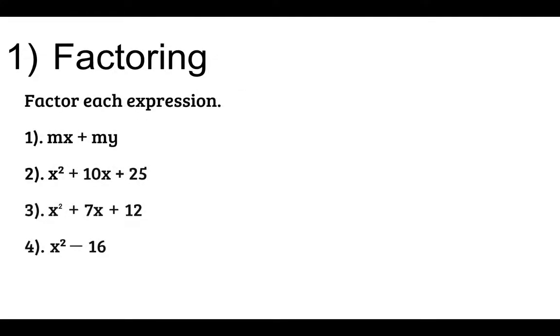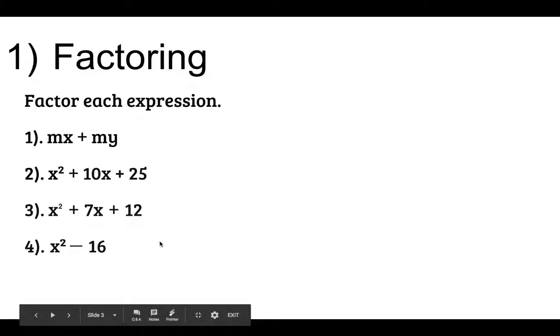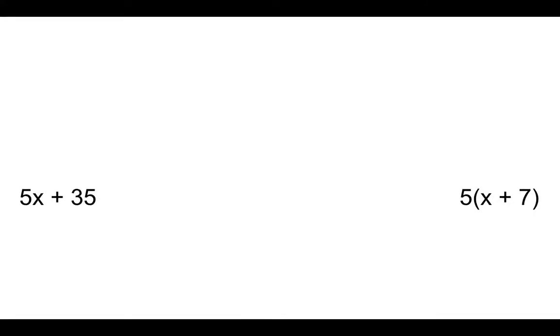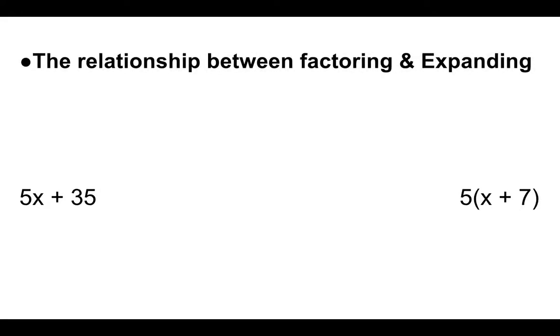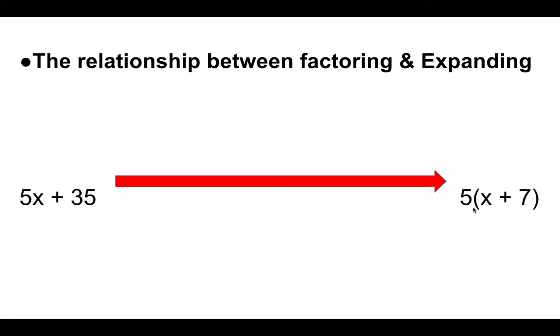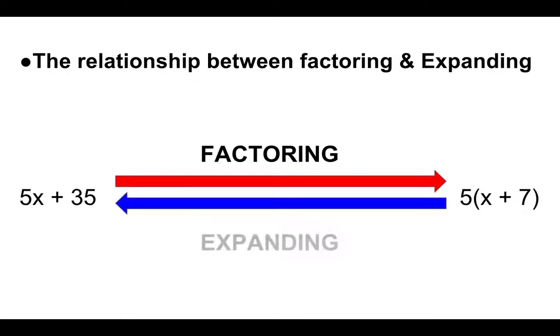So 1. Factoring. Please factor each expression like this. Before this, I will show you the relationship between factoring and expanding. From 5x plus 35 to 5 times the quantity x plus 7, that is factoring. The opposite is expanding.